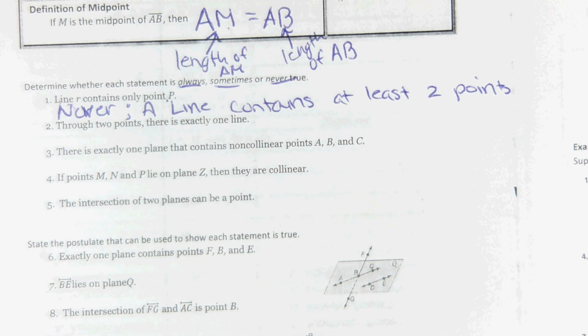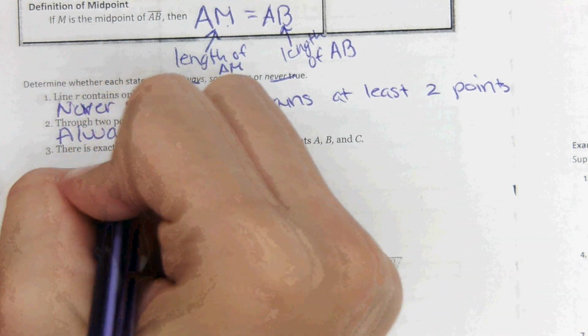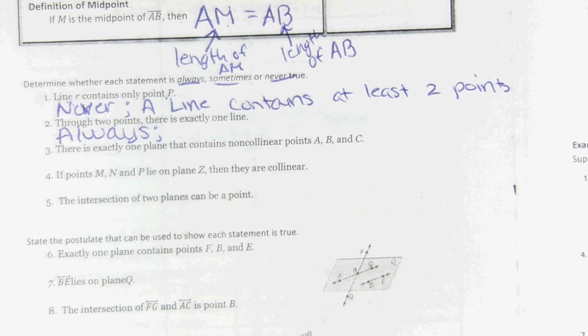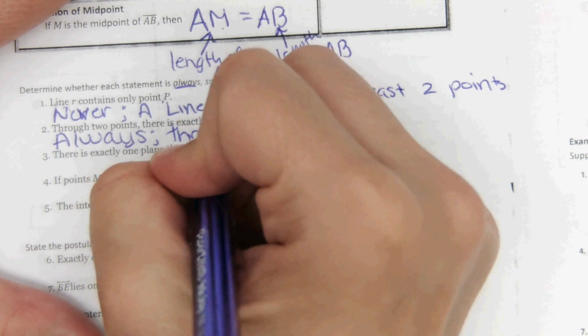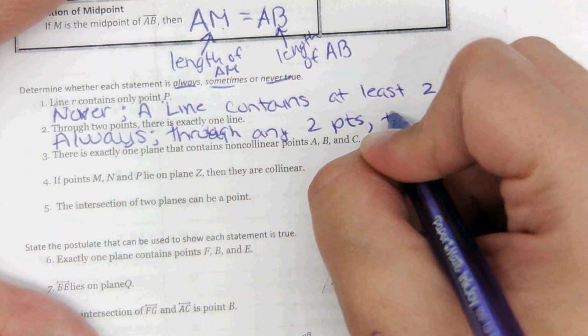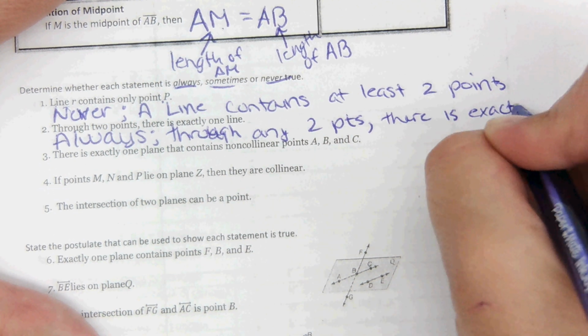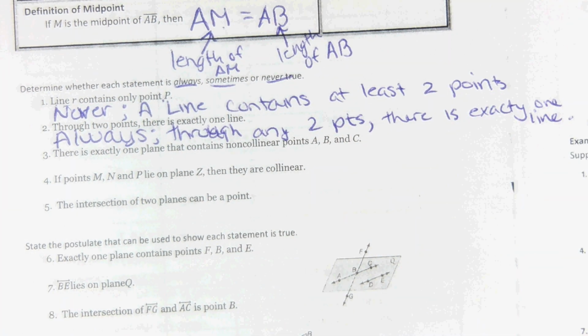Okay, next one, through 2 points there is exactly one line. True, by definition, always. One of the postulates says, through any 2 points there's exactly one line.